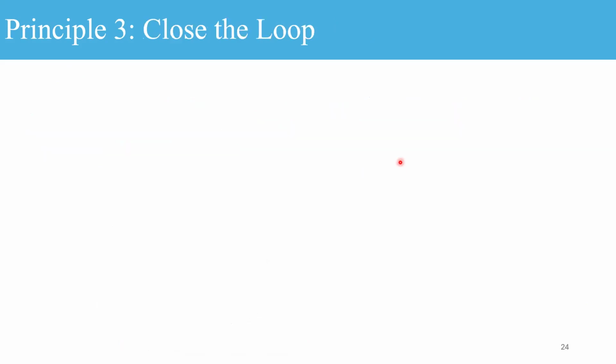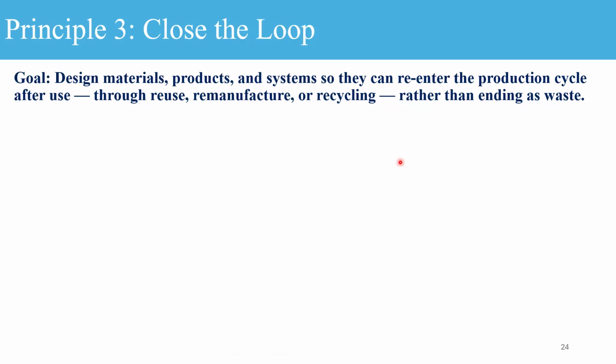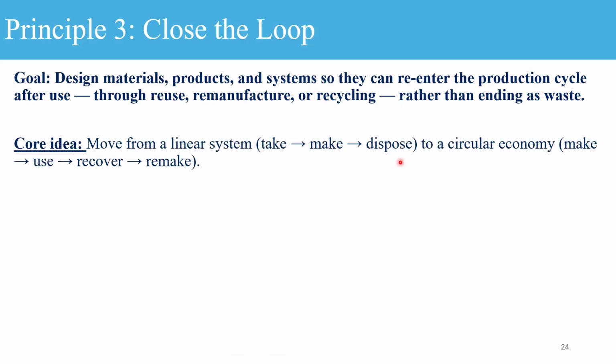So the third principle of material selection is closing the loop. The goal here is to design materials, products, and systems so that they can re-enter the production cycle after use through reuse, remanufacture, or recycling rather than ending as waste. The core idea is that we move from linear systems, where we take raw material, make something, and dispose of it, to a circular economy concept, where we make something, use it, recover as much as possible from that product, and then remake from that.